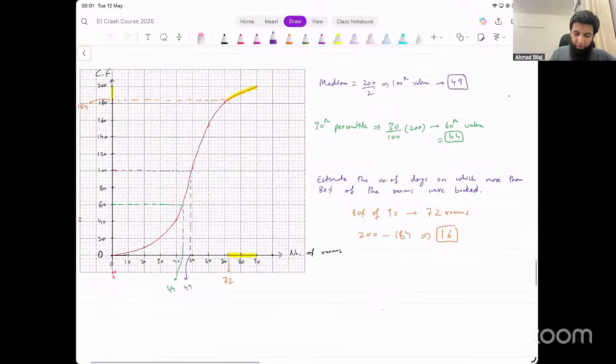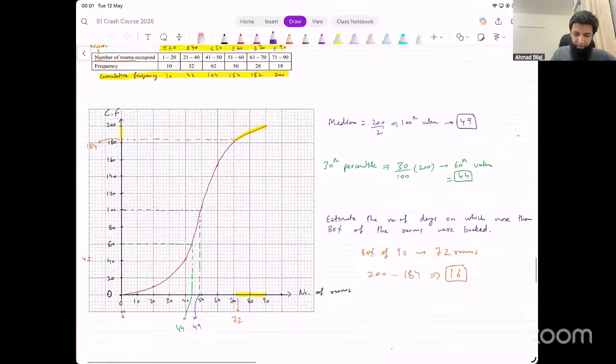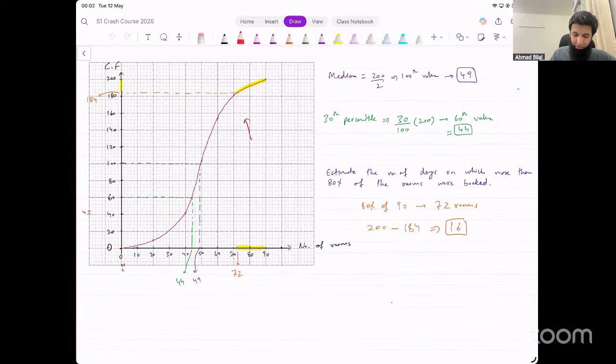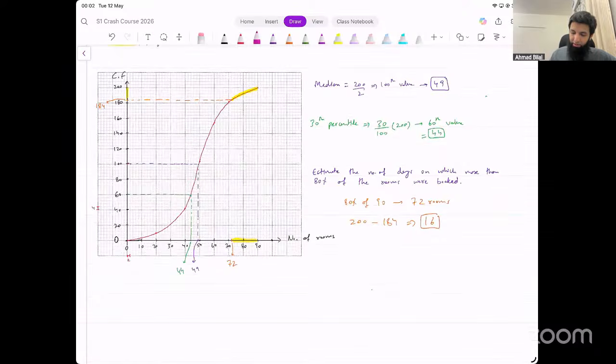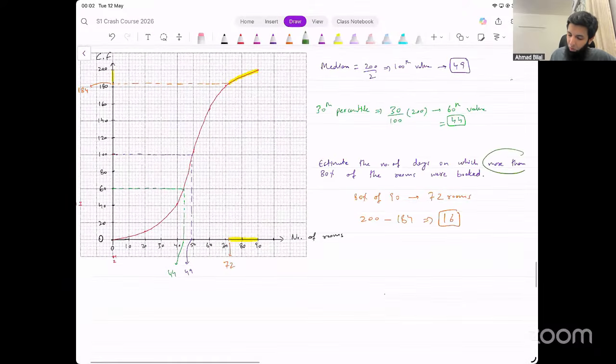अच्छा, तो ये मेरे पास एक कर्व है, इट्स फॉर सम डेटा लाइक दिस, जहाँ पे रूम्स की इंफॉर्मेशन है, कुछ उनकी कॉरेस्पॉन्डिंग फ्रीक्वेंसीज हैं, और वो कहता है estimate the number of days on which more than 80% of the rooms were booked.